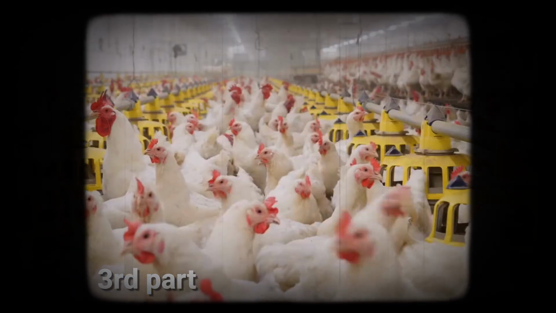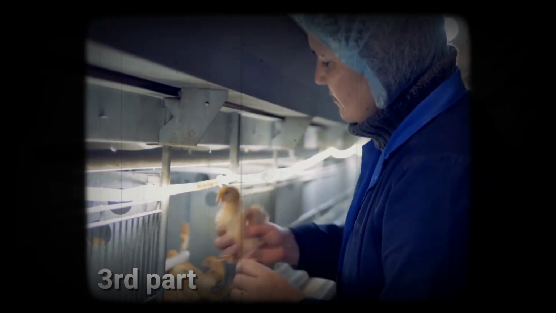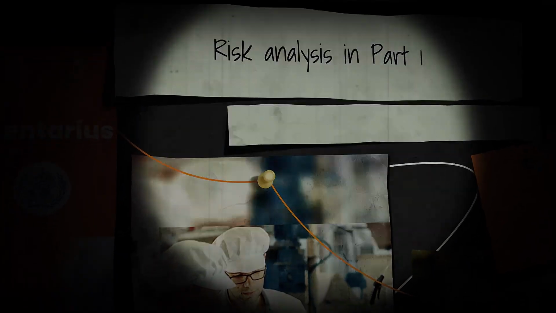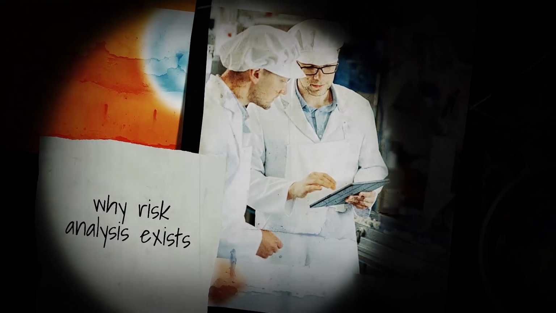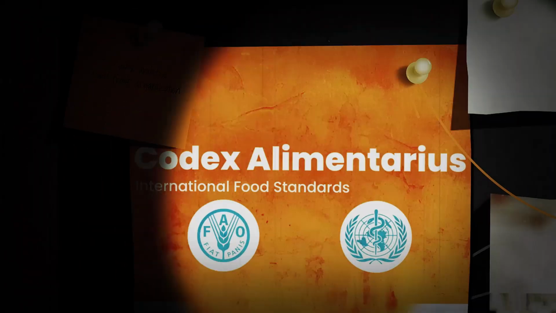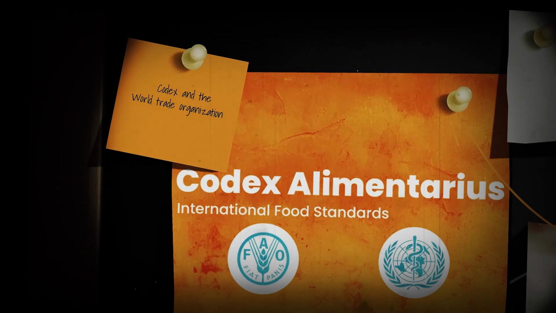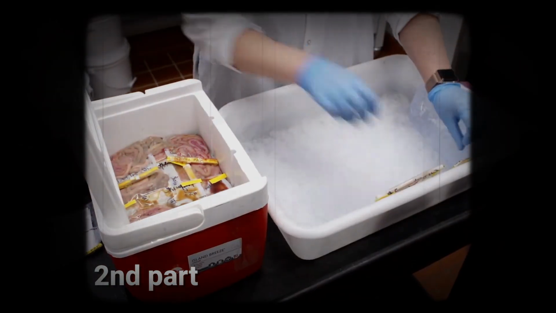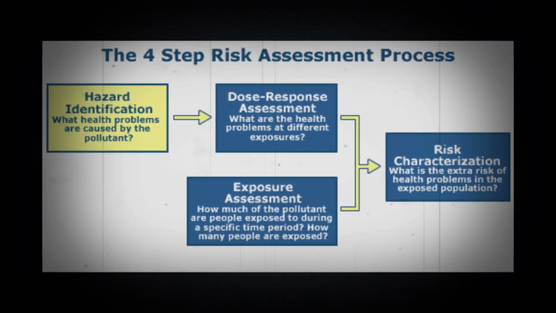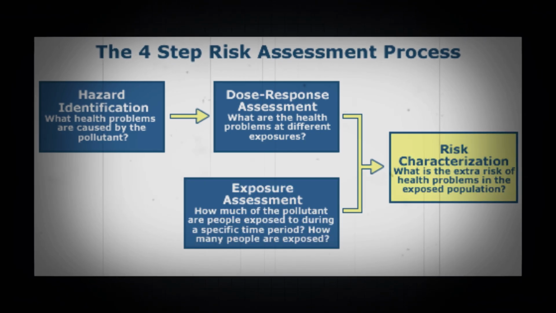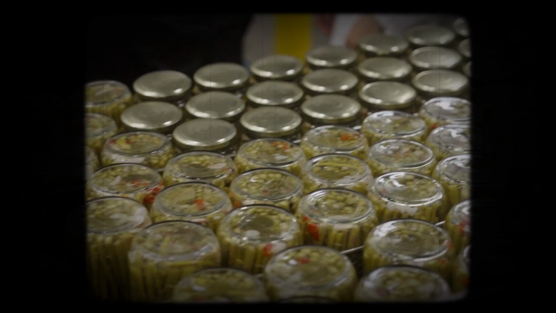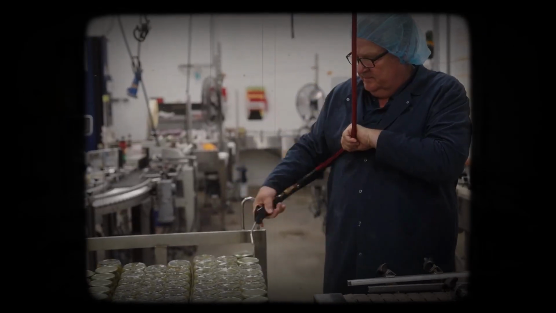This is the third video in our series on risk analysis in food safety of 4 videos. In part 1, we uncovered why risk analysis exists, why zero risk is a myth, and how systems like Codex and the World Trade Organization guide food safety globally. In part 2, we broke down the structured 4 steps of risk assessment, from identifying hazards to characterizing exposure and estimating risk. Today, in part 3, we go hands-on, and we'll do it in 2 episodes.